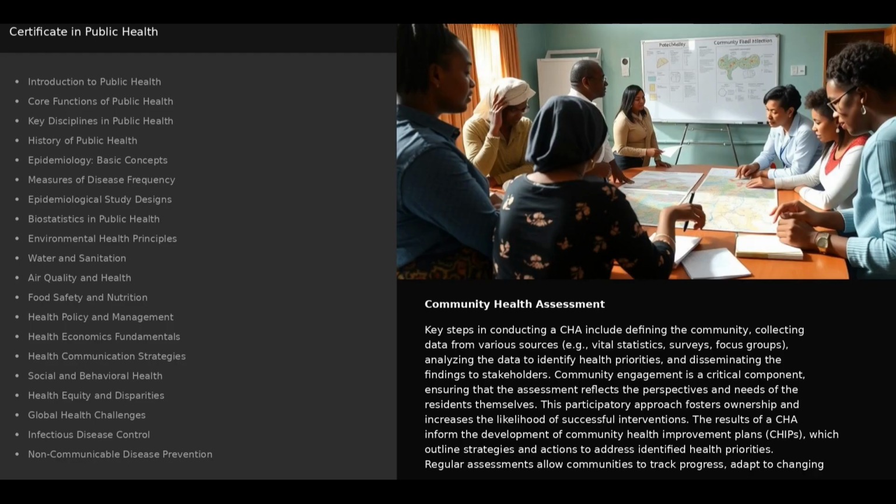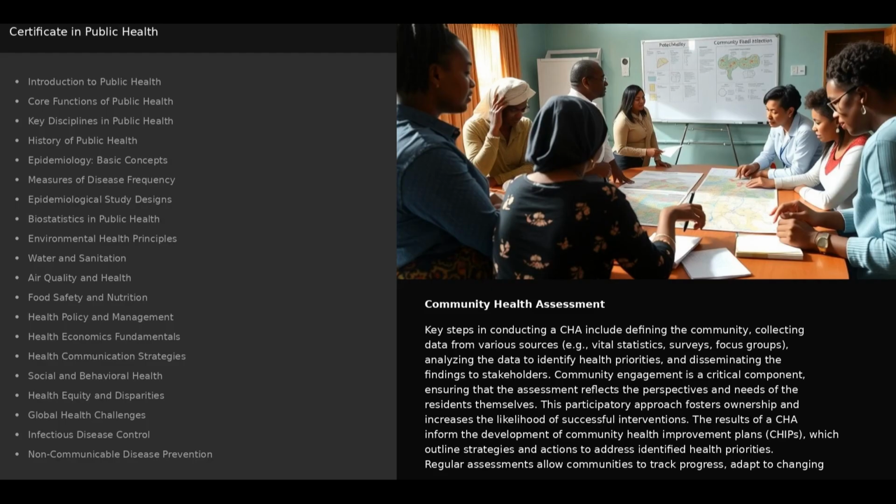Key steps in conducting a CHA include defining the community, collecting data from various sources, e.g., vital statistics, surveys, focus groups, analyzing the data to identify health priorities, and disseminating the findings to stakeholders. Community engagement is a critical component, ensuring that the assessment reflects the perspectives and needs of the residents themselves. This participatory approach fosters ownership and increases the likelihood of successful interventions.